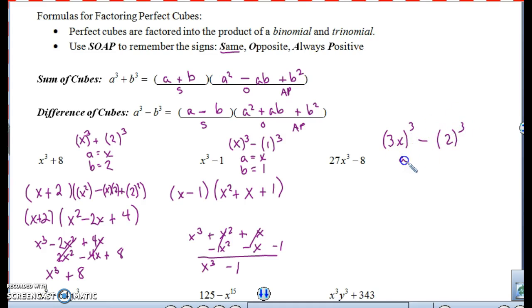So that means that A is actually going to be 3x, and B is going to be 2. So let's follow the pattern. Here's your pattern. A minus B.